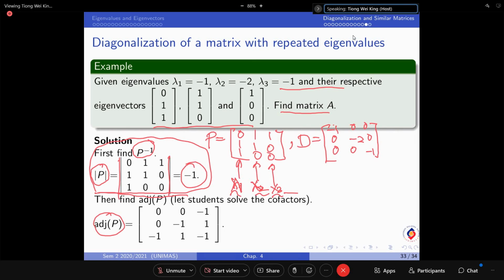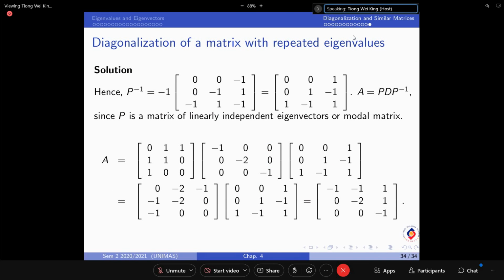Then once you know the determinant, you need to find the adjoint. Okay, so this is in chapter 3, you learned already. So let students solve the cofactors. Okay, so you will get the adjoint of P equals to this. So the inverse is this. You will get something like this. So this is the inverse.